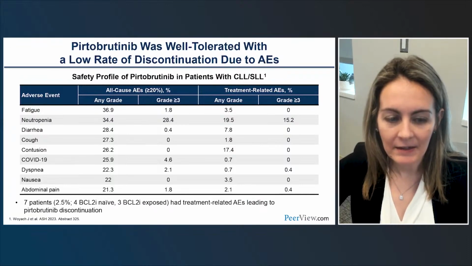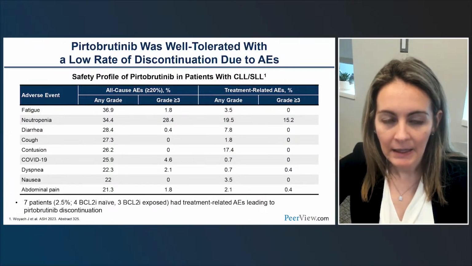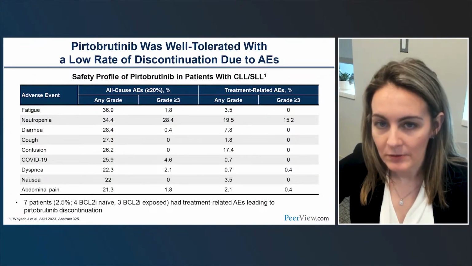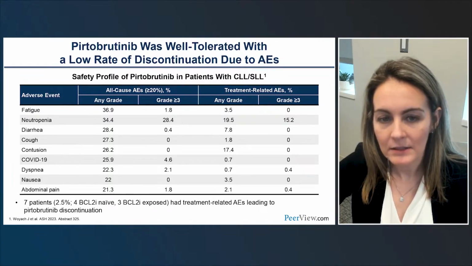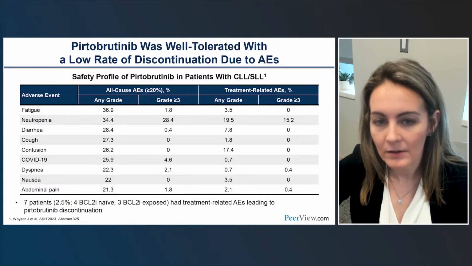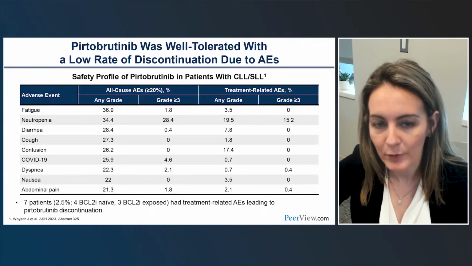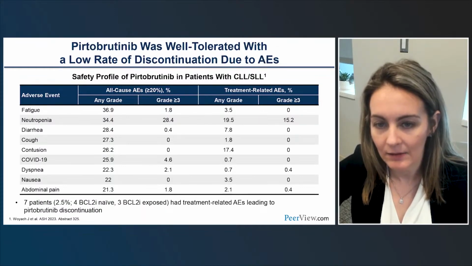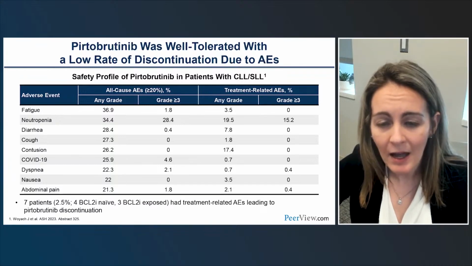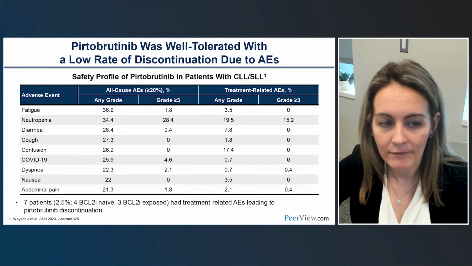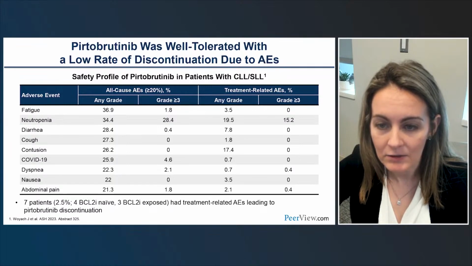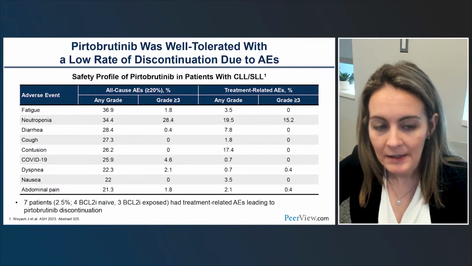So this is data from the Bruin study. And overall, pirtobrutinib at this point in time has been very well tolerated. And you'll see here all-cause adverse events, both any grade and then highlighting grade 3 or higher. The most common grade 3 or higher adverse event seen in the Bruin study was neutropenia at 28% of patients.